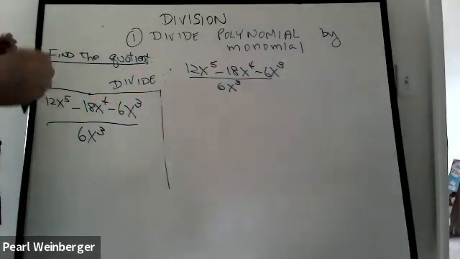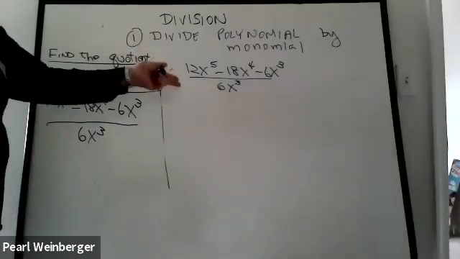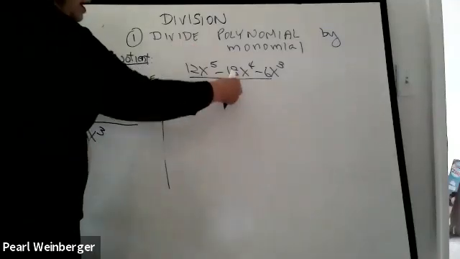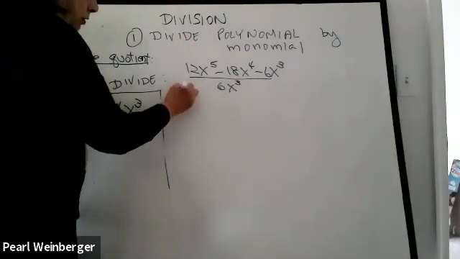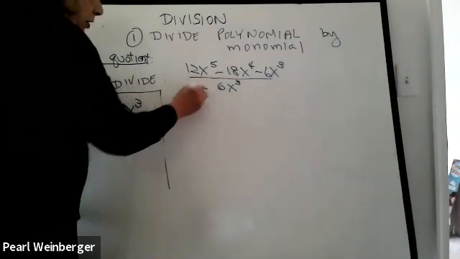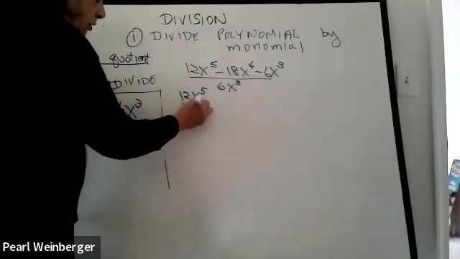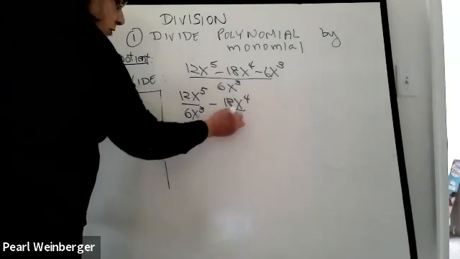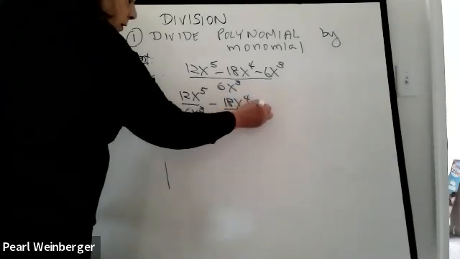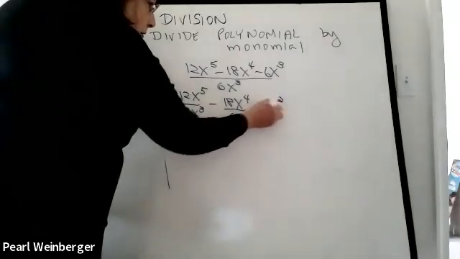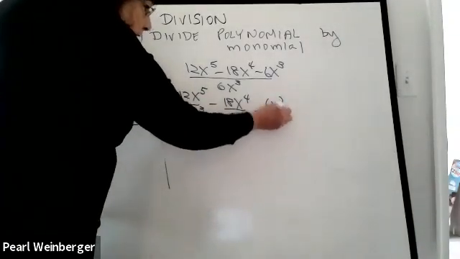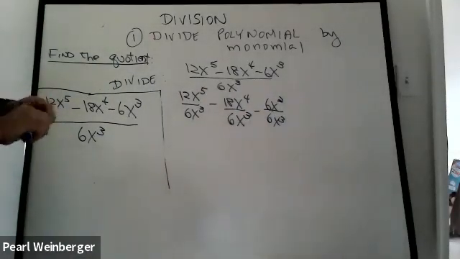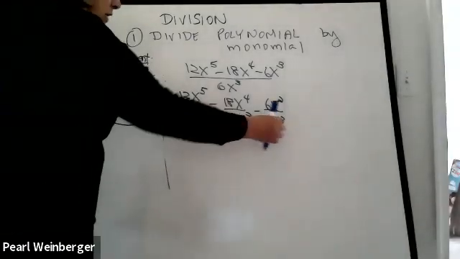And again, remember what we said. If it says find the quotient or if it says divide, you take each term from your polynomial and separate it and put it on top of that monomial. In other words, you do 12x to the 5th over 6x cubed minus 18x to the 4th over 6x to the 3rd minus 6x to the 3rd over 6x to the 3rd. Even though it looks like a lot of extra work to rewrite this way, it means that you can work with each one of these fractions separately.